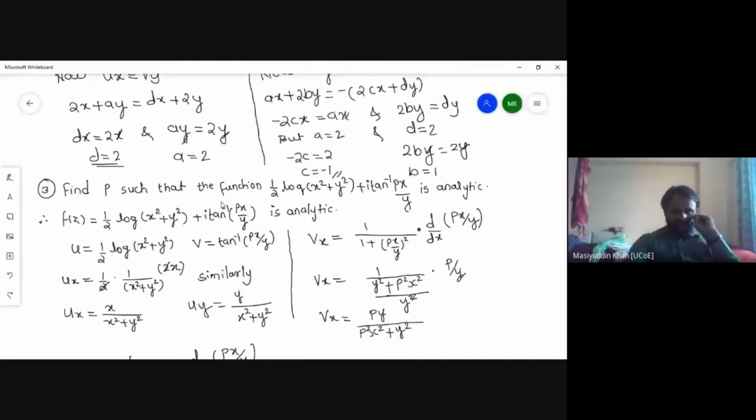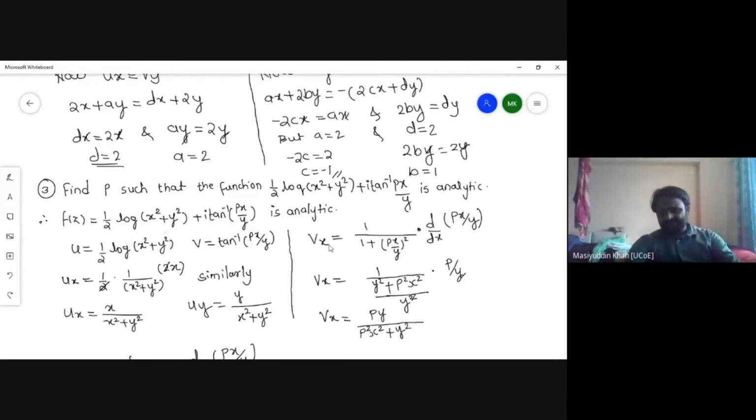So f of z we have to simplify. f of z is u and v. After simplification you have to take the derivative ux. The derivative of log is 1 upon the given function, and we have to calculate the derivative of that respective function. So we got 2x, and after cancelling, ux is x upon x square plus y square. Similarly uy, you are getting y upon x square plus y square according to the same derivative concept.